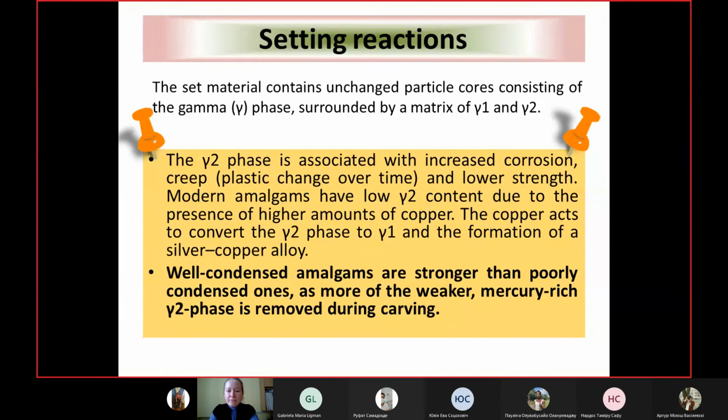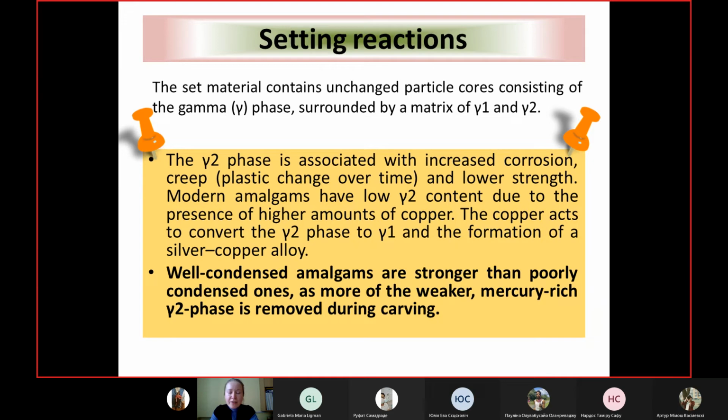Setting reaction. A gamma-2 phase is associated with increased corrosion and lower strength. That's why modern amalgams have low gamma-2 content, due to the presence of higher amounts of copper. Actually, copper replaced mercury. The copper acts to convert gamma-2 phase to gamma-1 phase and the formation of a silver-copper alloy.